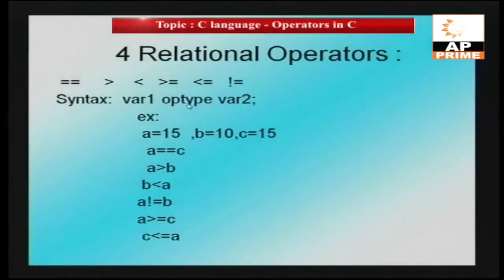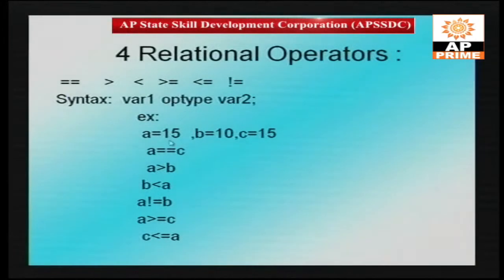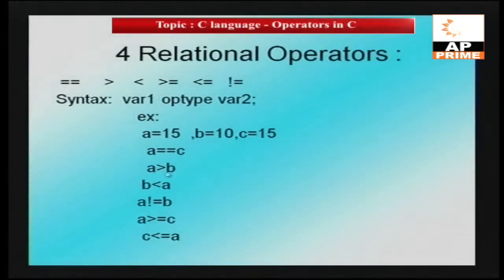Two variables with an operator between them. Suppose I have A is 15, B is 10, C is 15. I want to relate A and B. Is A greater than B? Yes. A is 15, B is 10. A greater than B. That means greater than is a relational operator here.